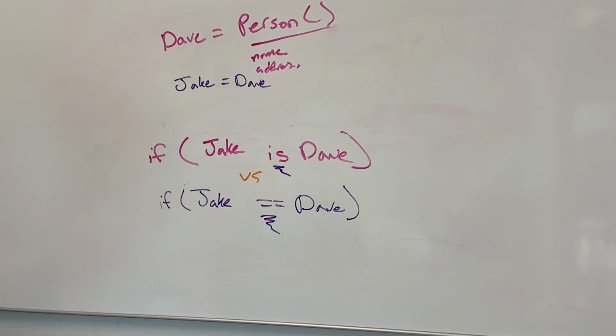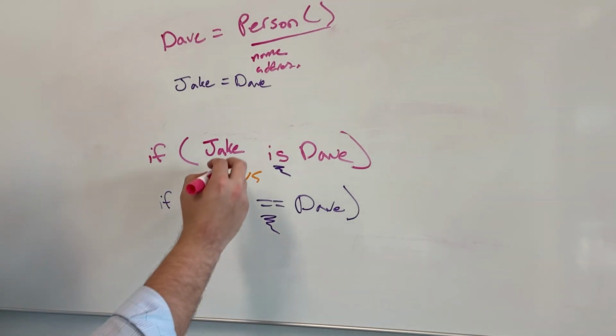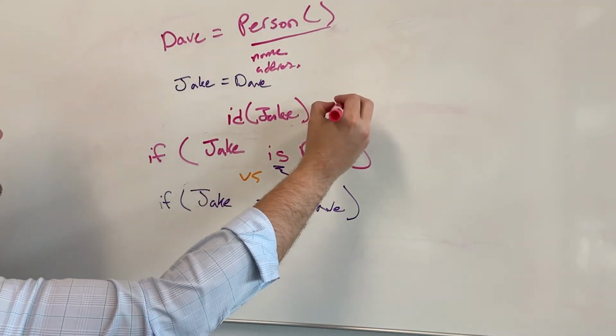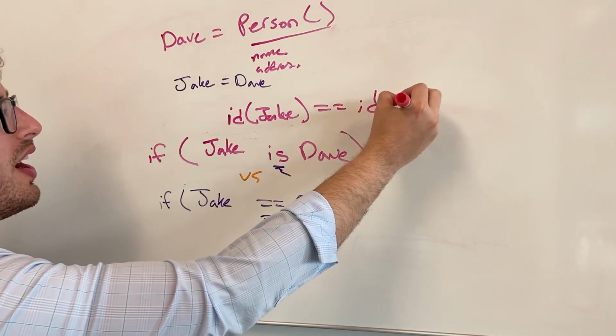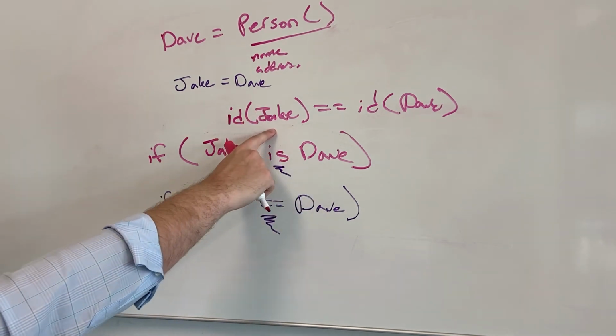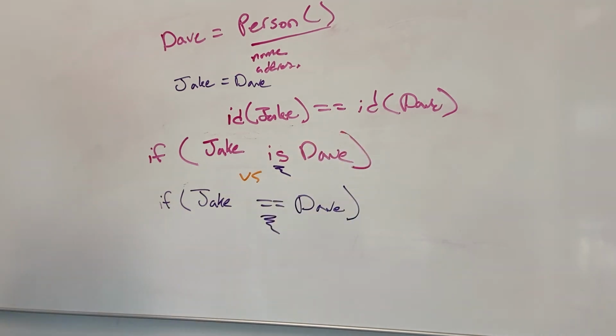What we're trying to say here is, in the first statement, Jake is Dave. In Python, this is interpreted as: is the ID of Jake equal to the ID of Dave, where the ID function actually returns the place in memory that the variable is. So this would return the memory location of Jake, and this would return the memory location of Dave. And with this, you could see, hey, are these variables pointing to the same reference? And if they are, sweet, we'll go into that if statement.